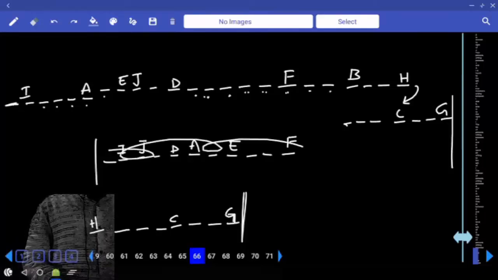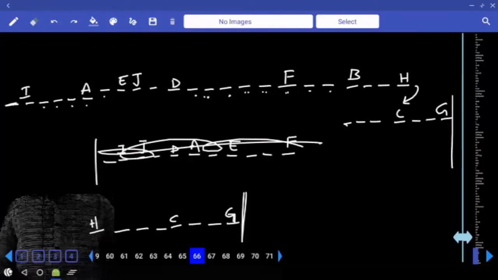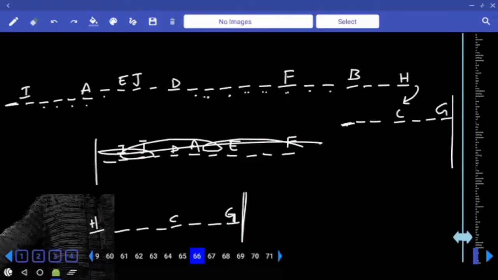No need to go for this. You got the answer from the first case. Is this clear? Everyone?